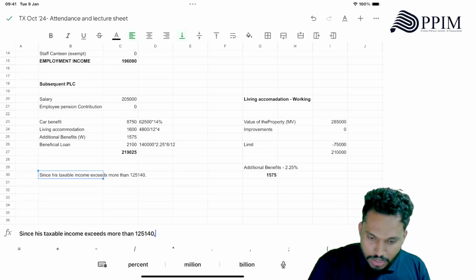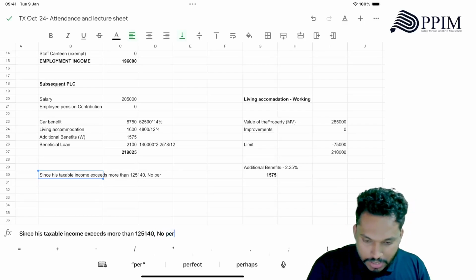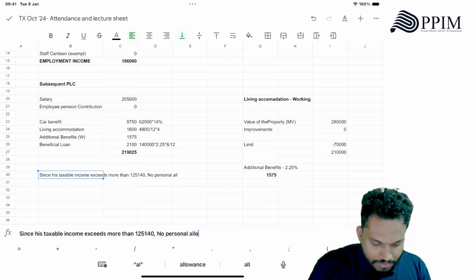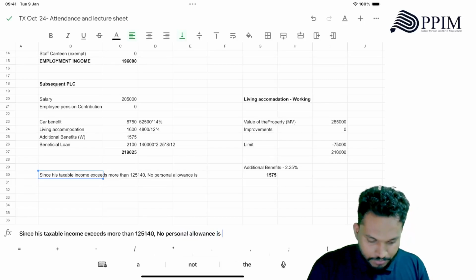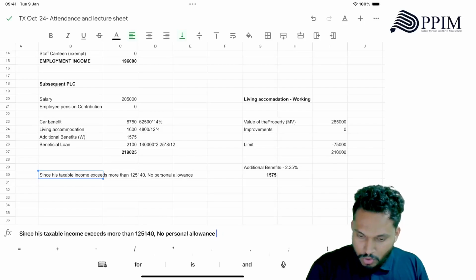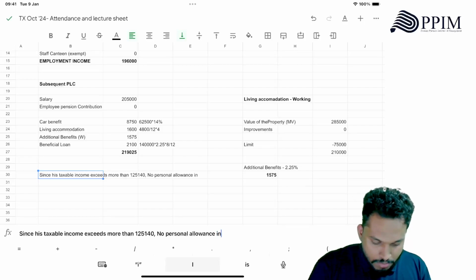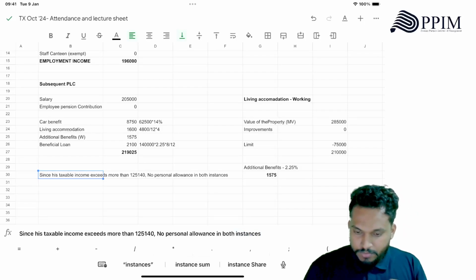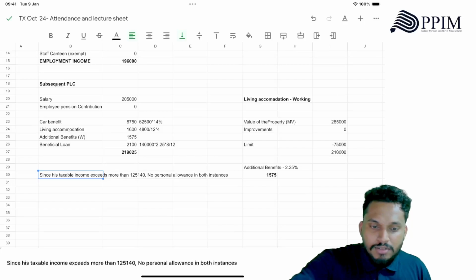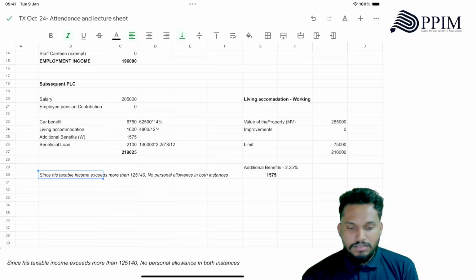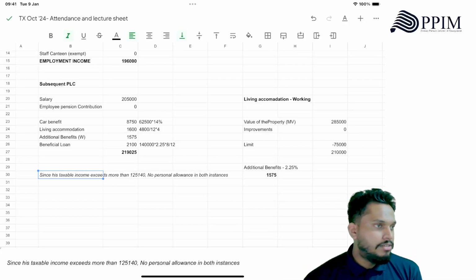Then what you need to say? No personal allowance in both instances. You got it? So you don't have personal allowance in both instances. Mention that in the exam. You got it?